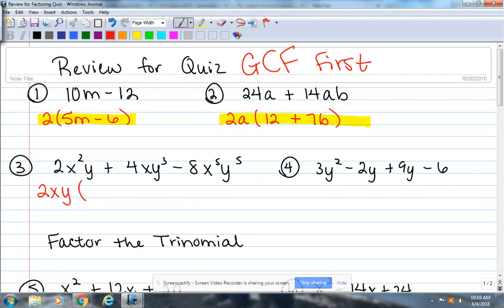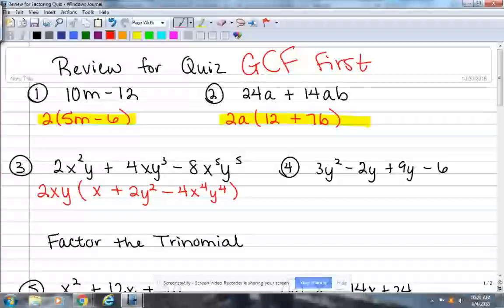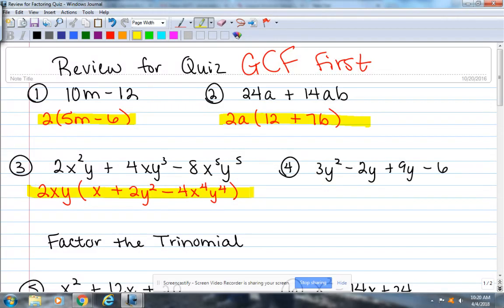Okay. So what did you need to multiply times your 2xy to get 2x squared y? x. One more x. Plus, what did you need to multiply times 2xy to get 4xy to the third power? 2y squared. You needed 2 and 2 more y's. Minus, what do you need times 2xy to get 8x to the 5th y to the 5th? 4 more x's and 4 more y's. And that's all you can do on that one, is factor the GCF, because that's not anything I want to make a table with. Okay? So any questions about that one?